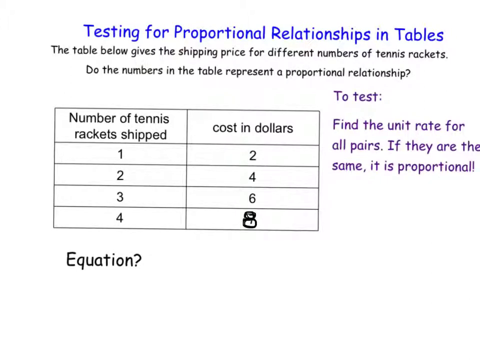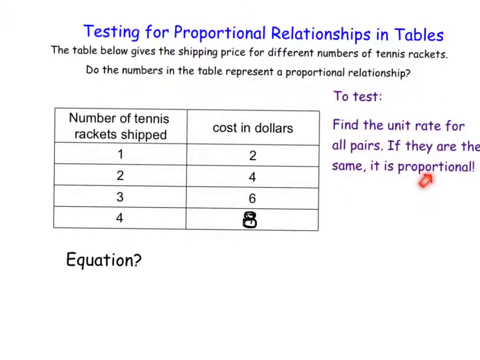The table below gives the shipping price, so cost in dollars, for a different number of tennis rackets shipped. So this is our dependent variable, this is our independent variable. And we are looking to figure out if it represents a proportional relationship. To test, you find the unit rate for all of the pairs. If they're all the same, if the unit rate is the same, it is proportional.